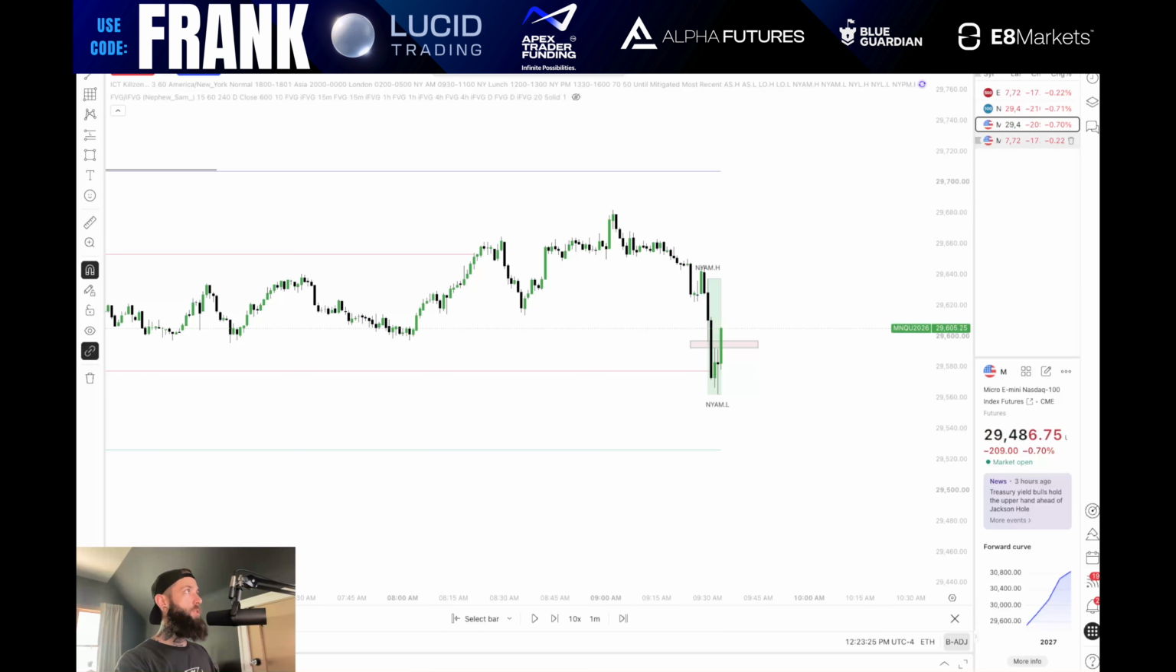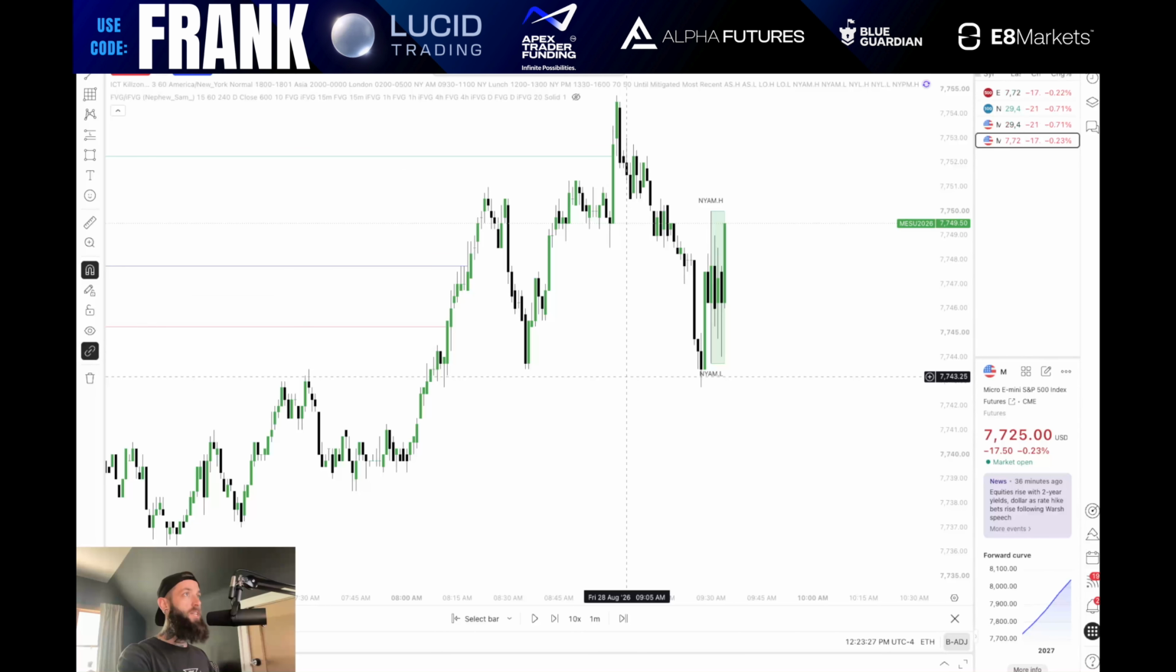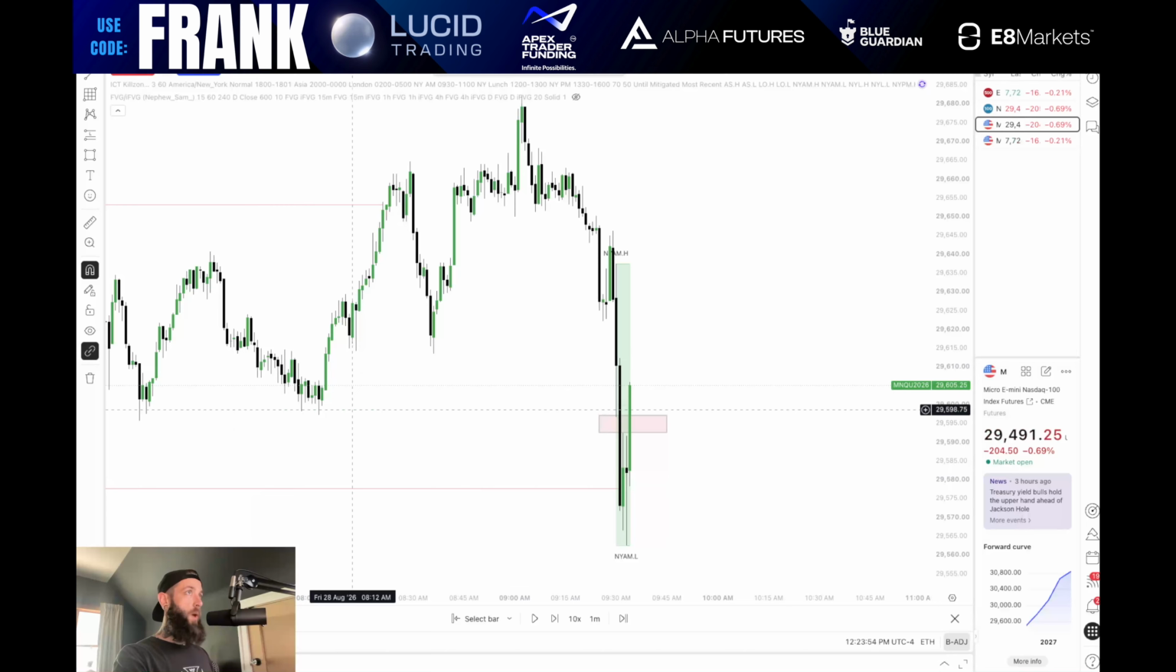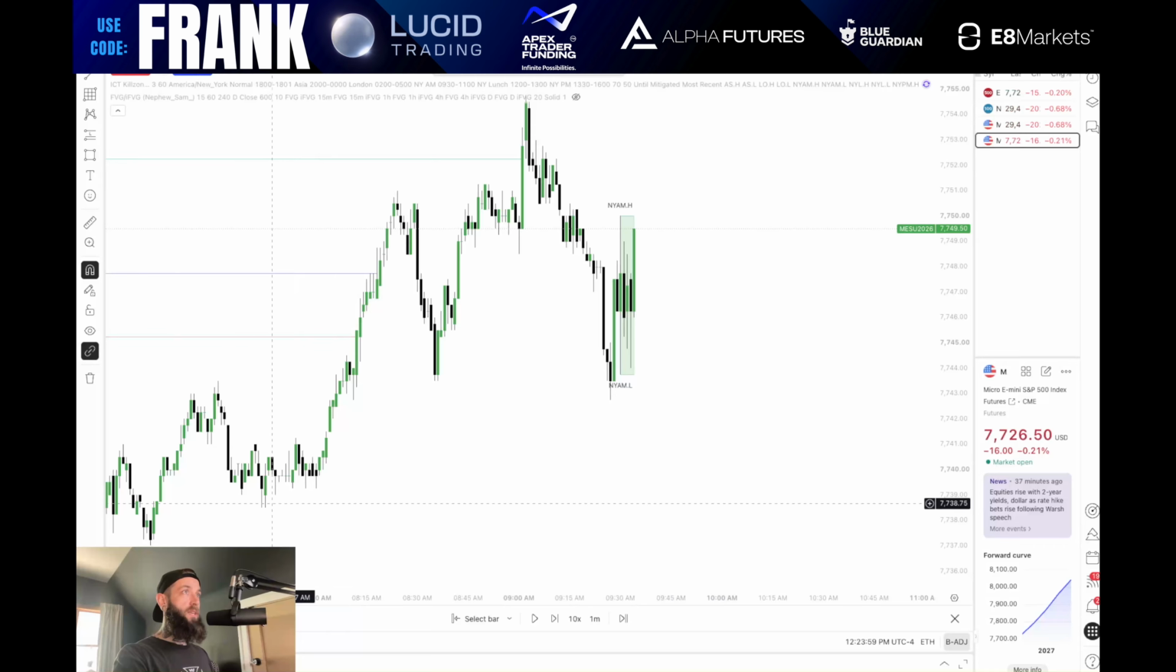And now I also want to direct your attention over to ES, which is the correlating asset with NQ. And I love to use SMTs as an additional confluence to see if we are going to form a reversal. You can see that NQ swept out these lows and ES did not sweep out these lows. That forms our bullish SMT.